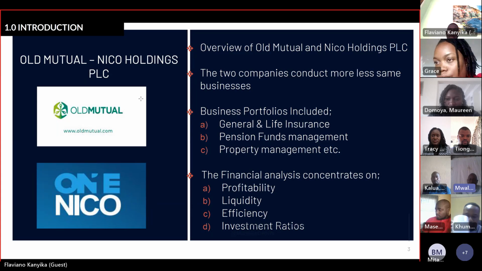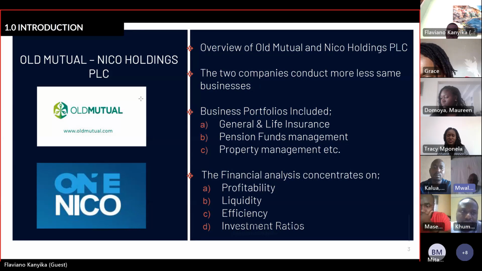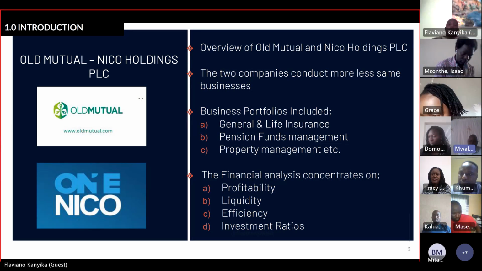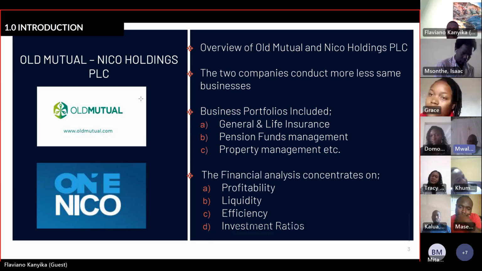As an overview of the 2 companies, we found that the 2 companies conduct more or less the same business, and their business portfolios are general life insurance, pension funds management, property management, and others. So our financial analysis will concentrate on their profitability, liquidity, efficiency, and indeed the investment ratios.